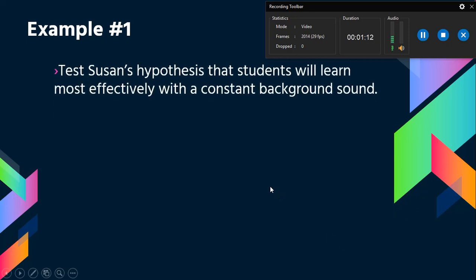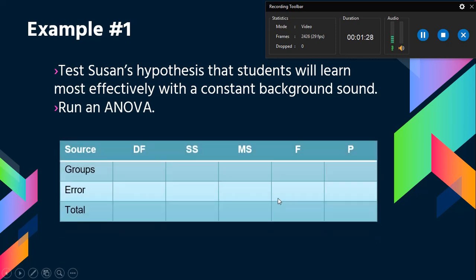So Susan believes that students with a constant background sound will have a better and more effective studying time than those with either varying sound or no sound at all. So we're going to test her theory by running an ANOVA. We're going to set up our table. In the source column, remember we have groups, error, and then total.